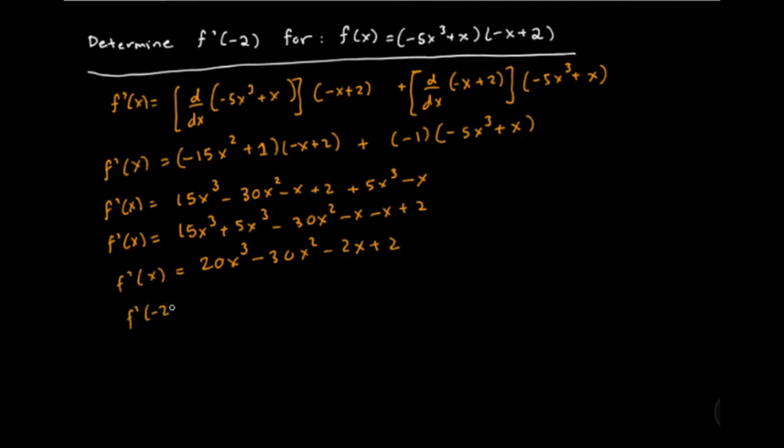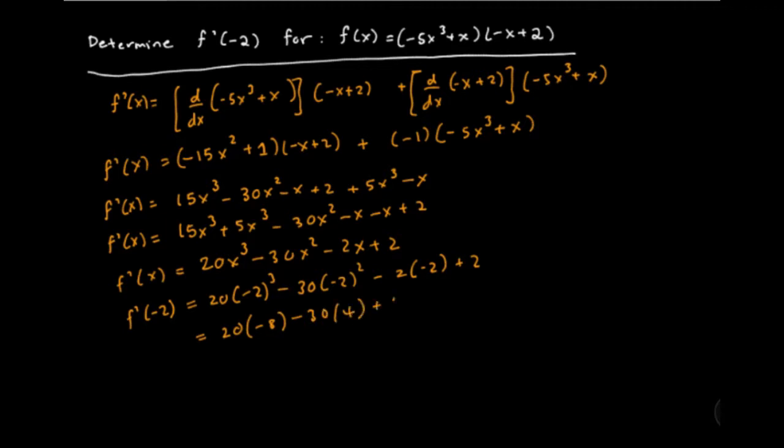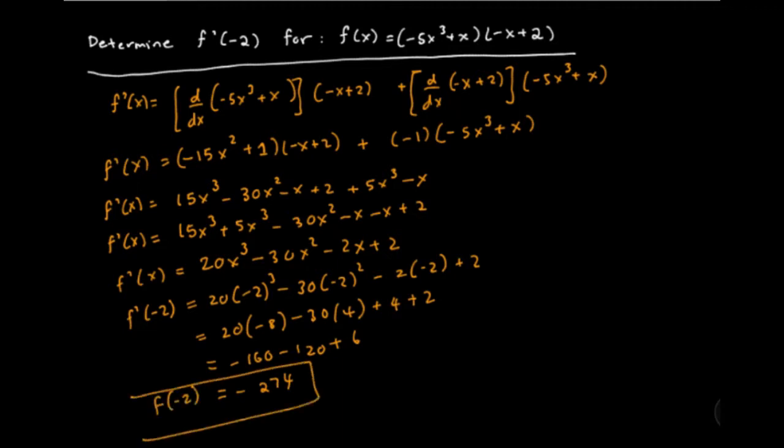So you're doing f prime of negative 2, or the slope of the tangent when x is equal to negative 2, which is 20 times negative 2 cubed minus 30 times negative 2 squared minus 2 times negative 2 plus 2, which is basically 20 times negative 8 minus 30 times 4 plus 2. And that's going to give us negative 160 minus 120 plus 6, which is basically negative 280 plus 6, which is negative 274. Okay, this is a really steep slope. It's a really steep negative slope, but that's our value in that sense.